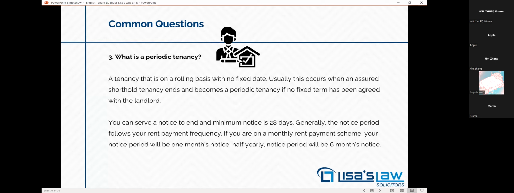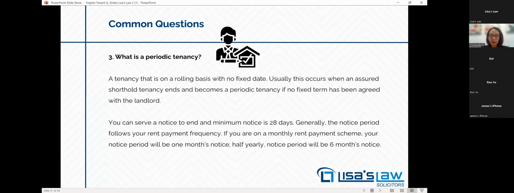So what happens when there's a periodic tenancy? Let's say you wish to terminate your periodic tenancy, the notice that you have to serve is a minimum of 28 days. But generally, if you are paying rent monthly, or quarterly, or half yearly, or yearly, your notice period depends on how often you pay your rent. So if you pay your rent monthly, the notice period will be 1 month. If it's half yearly, the notice period will be 6 months.